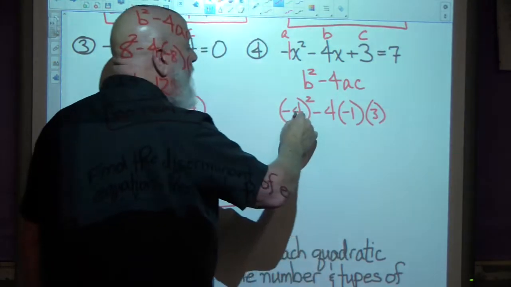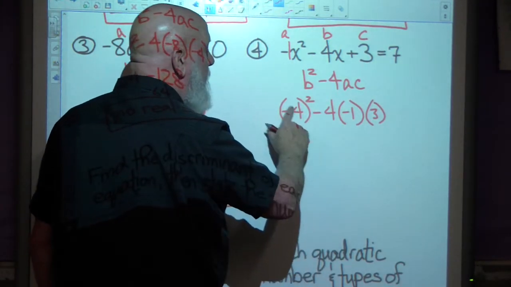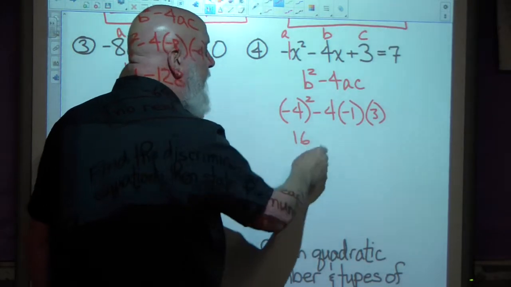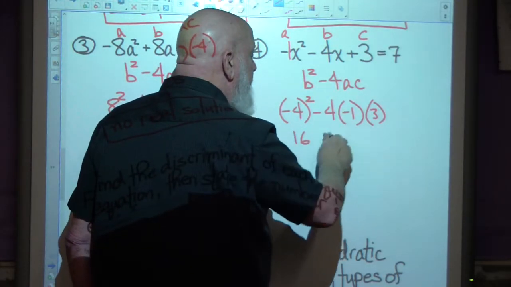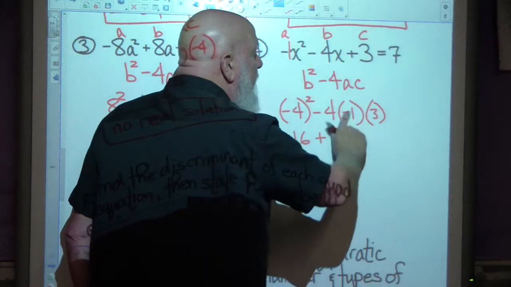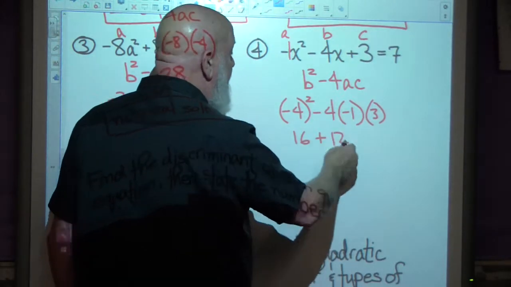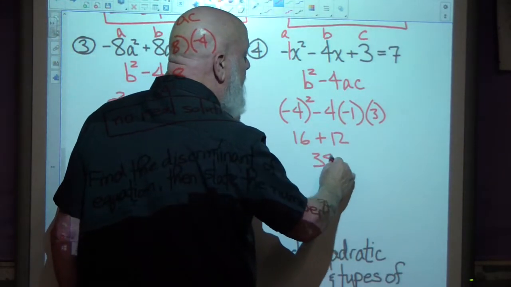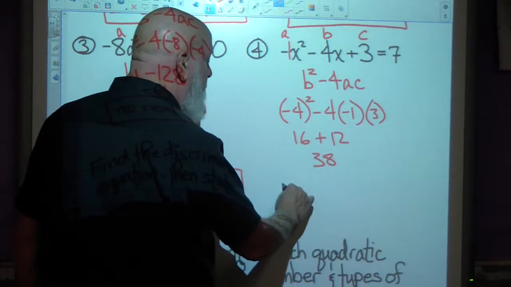This will give me 16. Negative 4 times negative 4 is positive 16. Negative times negative is positive, and that'll be plus, and that's 12. That'll give me 28, but the thing is, it's positive. This is bigger than 0, so there are two real solutions.